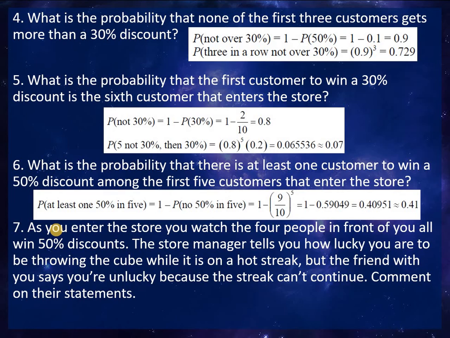All right. And then for number 7, as you enter the store, 4 people all win a 50. Oh, we're on a winning streak. You're going to win a 50. What's wrong with that? Is that right? No? Why not? It's hot. We're on a hot streak. I'm going to get a 50%. Yes. Why? There's just one word. Starts with an I.